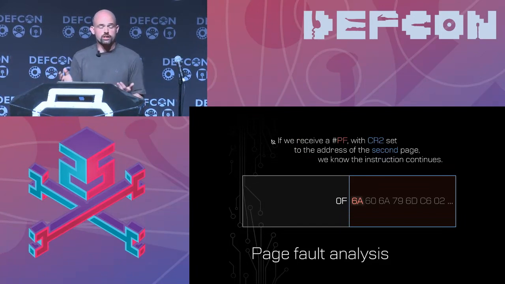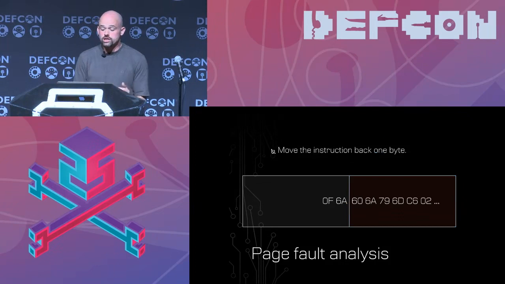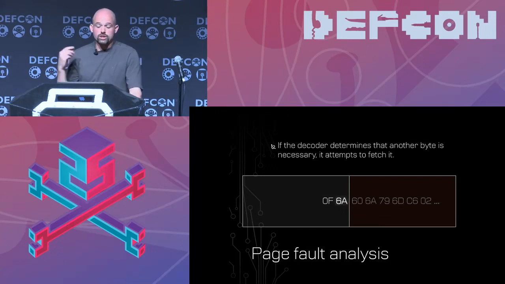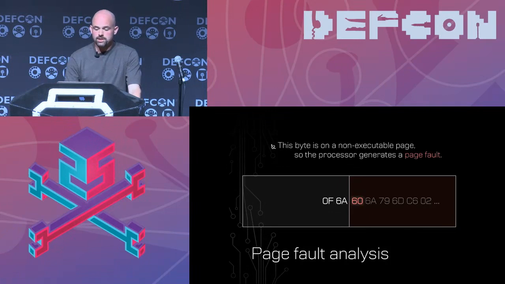Whenever that happens, we receive a page fault and CR2 is set to the address of the second page. We know that the instruction is longer than what we have in the executable page. So in this situation, I know the instruction is longer than just 0F. So we move the instruction back a byte and repeat the process. Execute the instruction. The decoder is going to grab that first byte. It's going to see the instruction continues beyond 0F, so it's going to grab that next byte. That works now that this is an executable page. It's going to see that this is 6A, and I still need more bytes to finish the instruction. Then it's going to try to grab the next byte. Again, it's going to fault here because that byte is in a non-executable page.